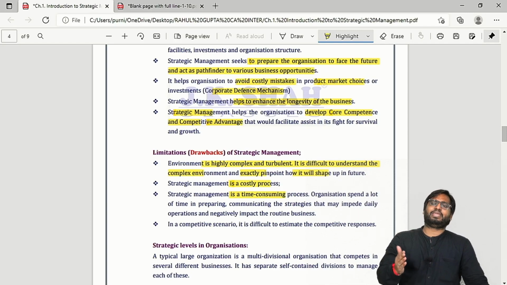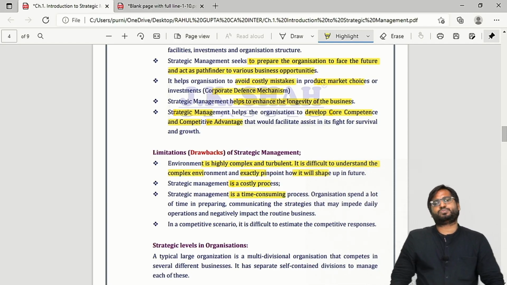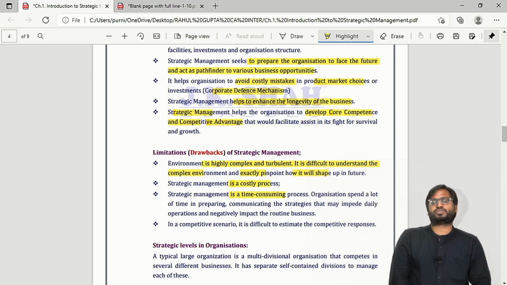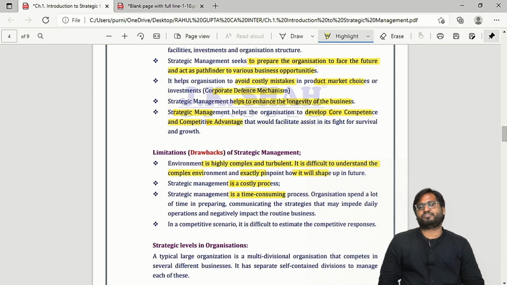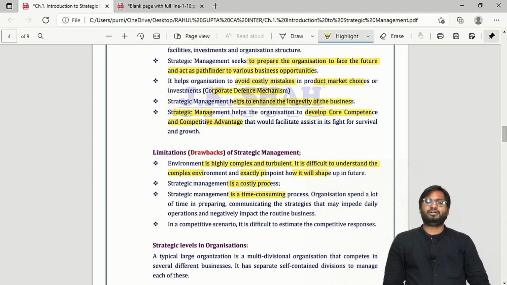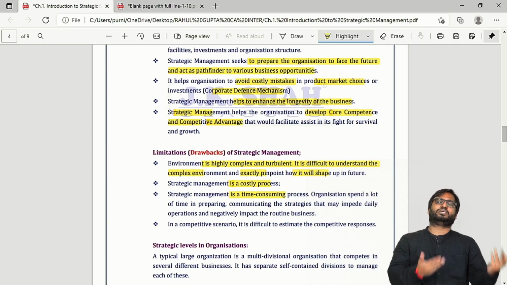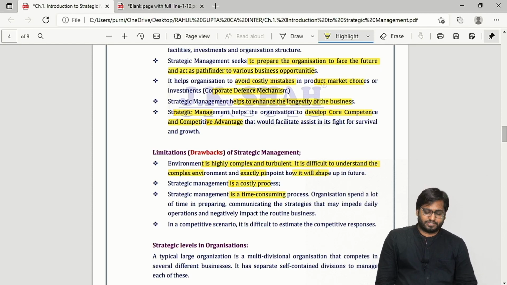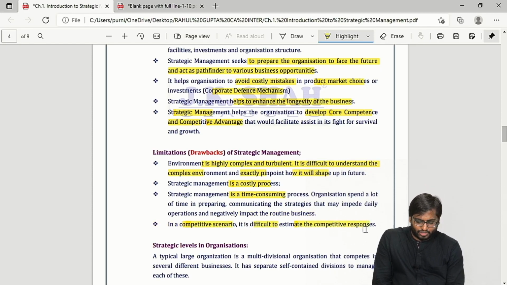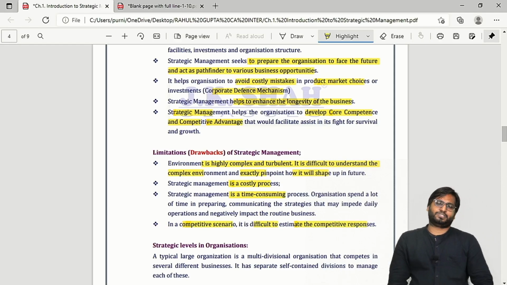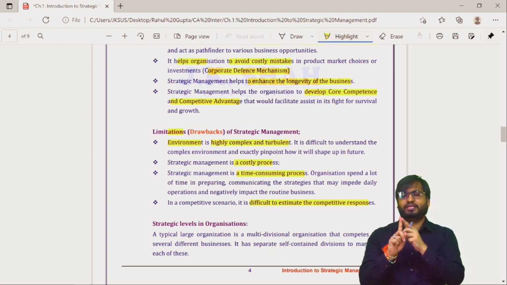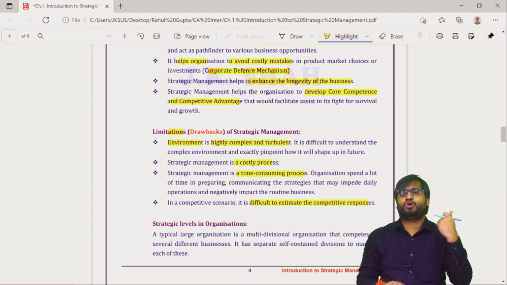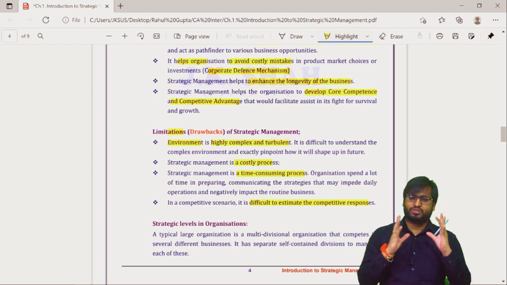And more importantly, am I the only organization using strategic management? No, even the competitors are using strategic management, and sometimes they may be using it in a better way. So I don't know how to respond to such moves. In a competitive scenario, it is difficult to estimate the competitive responses. So this was strategic management. We had sub questions in this: the need, importance, benefits, limitations, objectives, and definition. I hope you will remember all this.